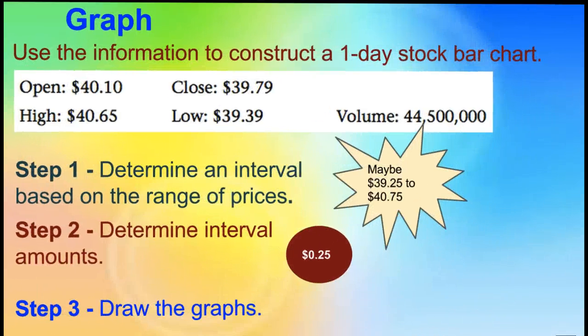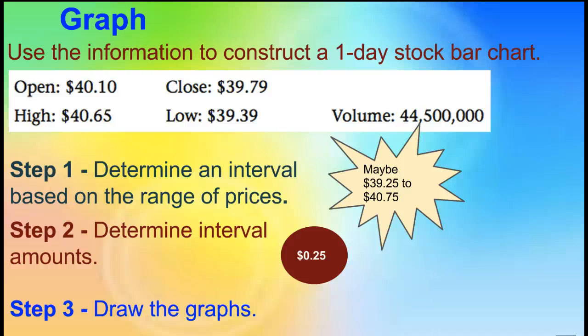All right, let's try to graph one on our own. Let's use this information to construct a one-day stock bar chart. So we have the open, we have the close, we also have the high and the low. This will give us our bar and our line segments for price. We also have the volume for that day, 44,500,000. So let's think about our steps.